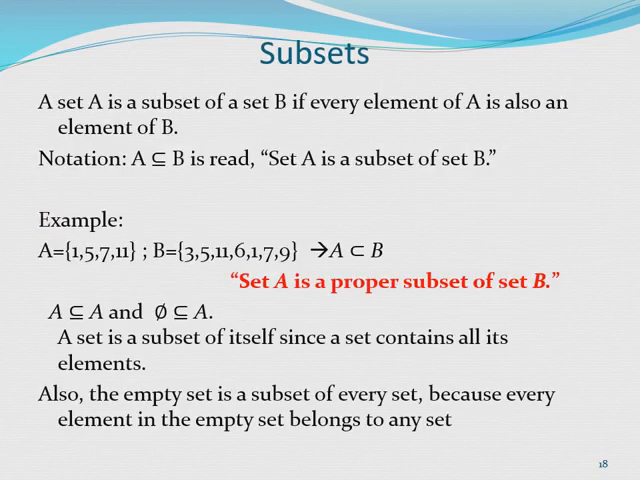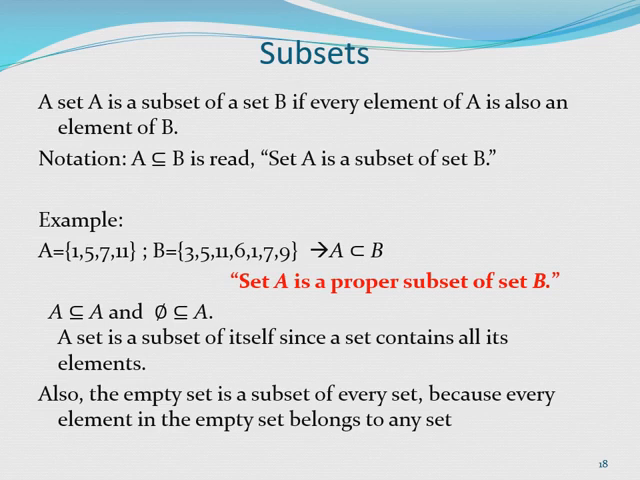Subsets. A set A is a subset of a set B, or a set A is contained in set B. If you have that criteria, then we say A is a subset of B. So take an example. 1, 5, 7, 11 is A, and B has 3, 5, 11, 16, 1, 7, 9. So we have all the elements of A contained in B, and there are extra elements in B which are not in A. Thus we say set A is a proper subset of set B.